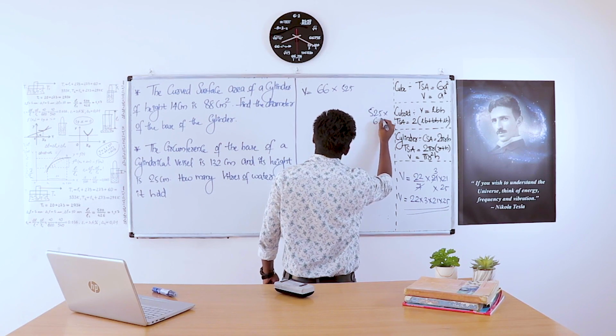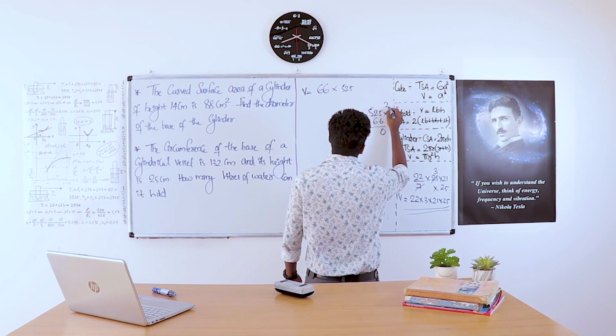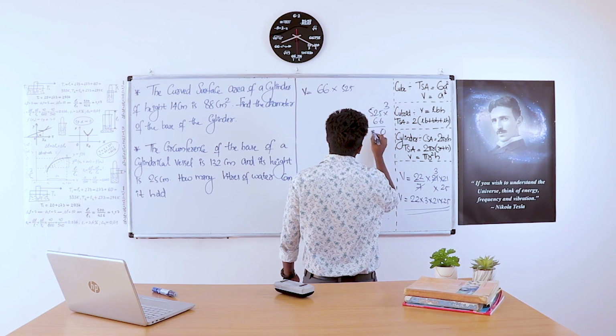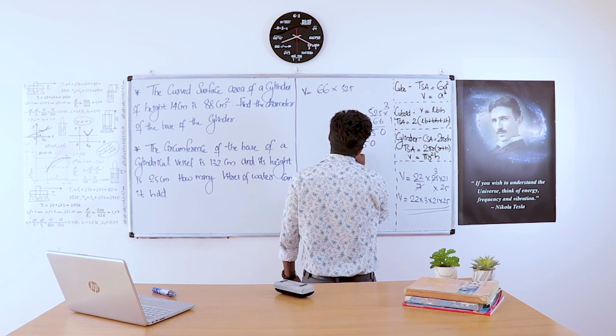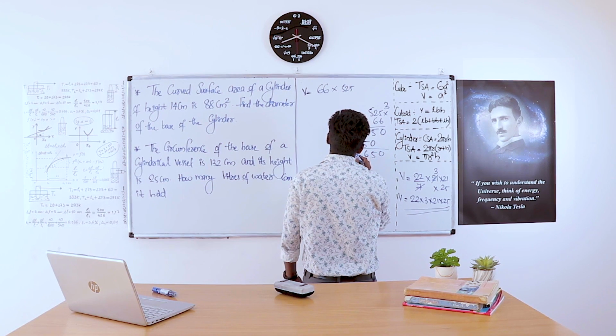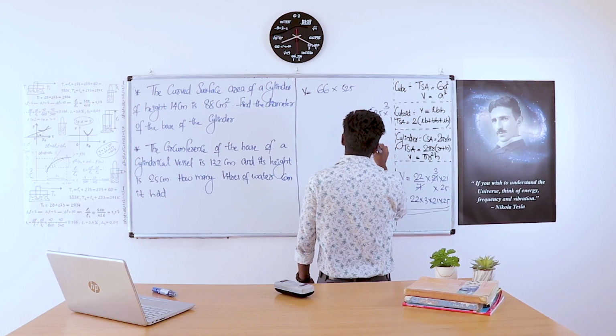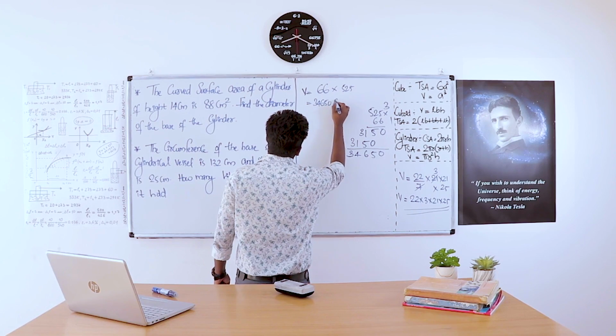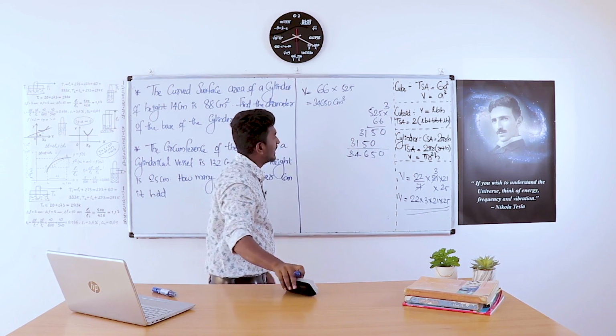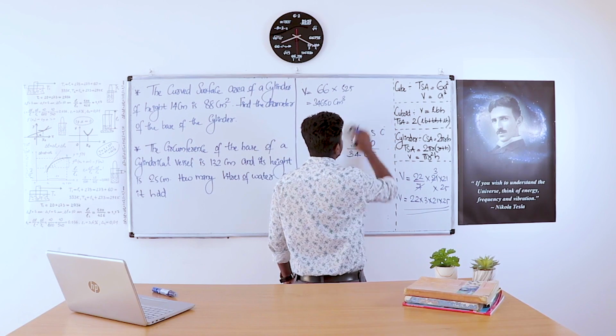525 into 66. 6 into 5, 30. Remainder 3. 6 into 2, 12. 12 plus 3, 15. Remainder 1. 6 into 5, 30. 30 plus 1, 31. Then the same for the next digit: 6 into 5, 30. Remainder 3. 6 into 2, 12. 12 plus 3, 15. Remainder 1. 6 into 5, 30. 30 plus 1, 31. So 34650 centimeter cube. How to convert this to meter cube?